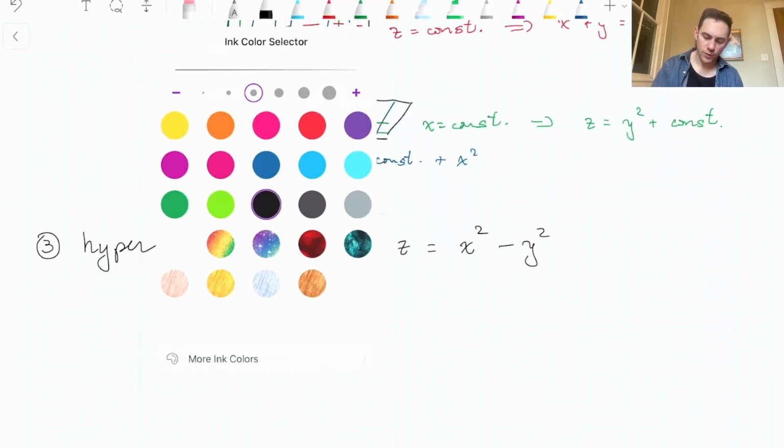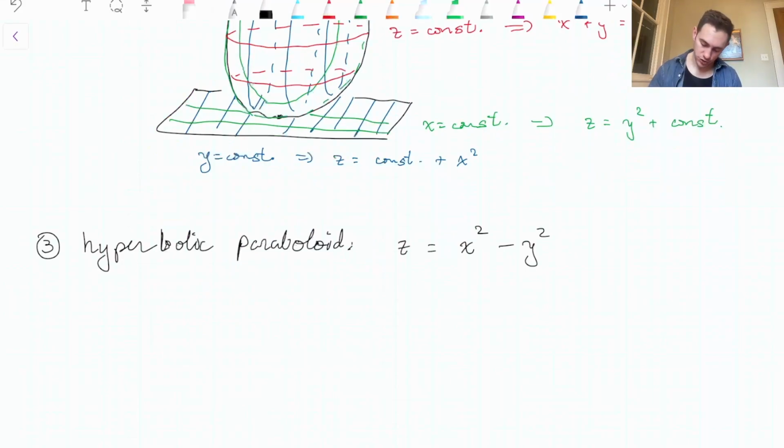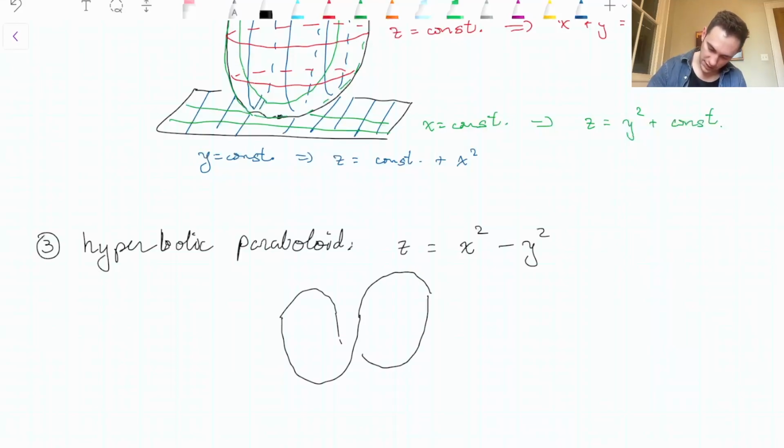So this is what we tend to think of as being a saddle shape. I'll have upward opening parabolas in one direction, and then downward opening parabolas in the other direction. And altogether, I get this sort of saddle shape.